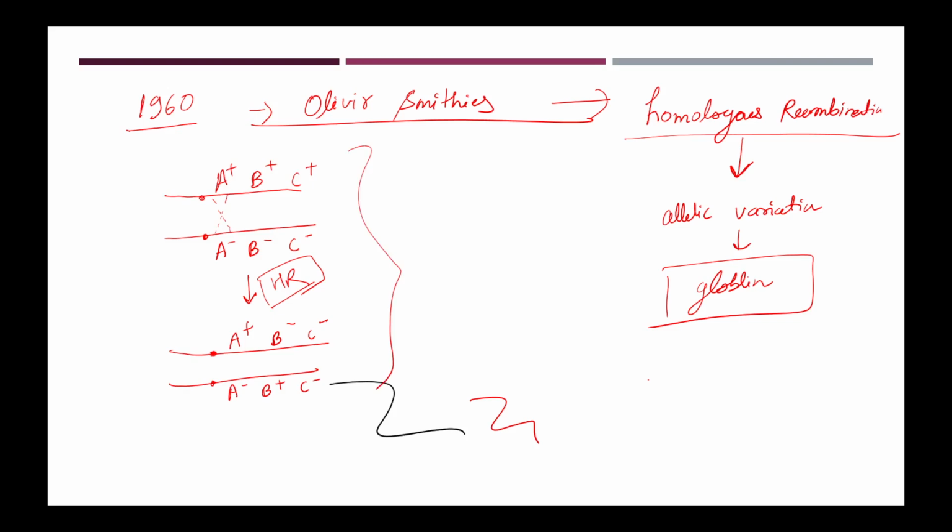Because of the homology between the two chromosomal sequences, there is an exchange of genetic material from one chromosome to another, and that is how genetic diversity can arise. So this is what Oliver Smithies found: homologous recombination is one of the causes of allelic variation in the globulin gene.